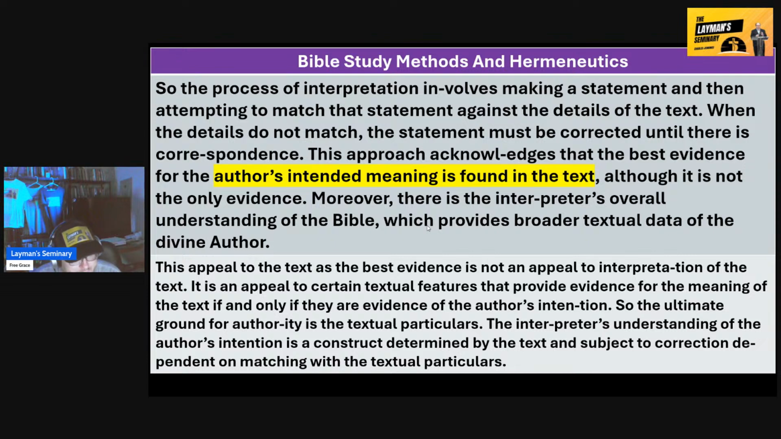This appeal to the text as the best evidence is not an appeal to interpretation of the text. It is an appeal to certain textual features that provide evidence for the meaning of the text, if and only if they're evidence of the author's intention. So the ultimate ground for authority is the textual particulars. The interpreter's understanding of the author's intention is a construct determined by the text, and is subject to correction depending on matching with the textual particulars.